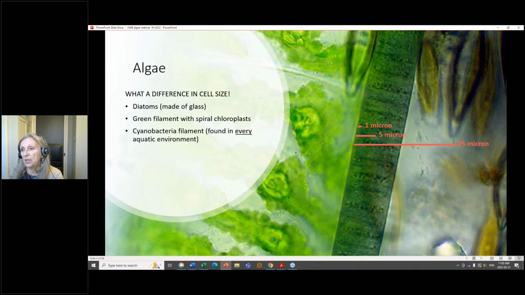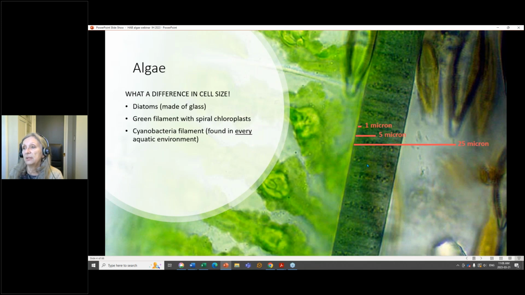The green algae here obviously will not fit through any filter, and it's going to accumulate and clog the filters and cause potential taste and odor. These measurements that you see here in the red, 1, 5, and 25 microns, are for your reference in case you have filters of that size. You can see that none of these are going to fit very well.